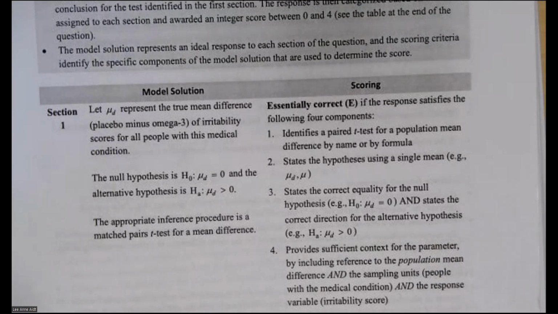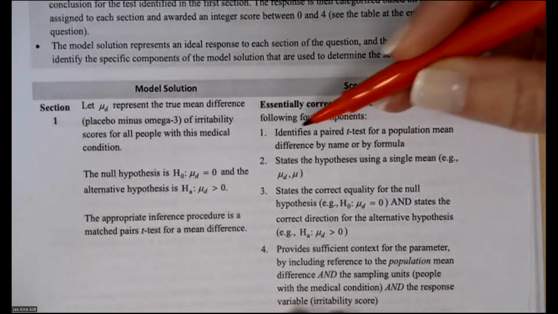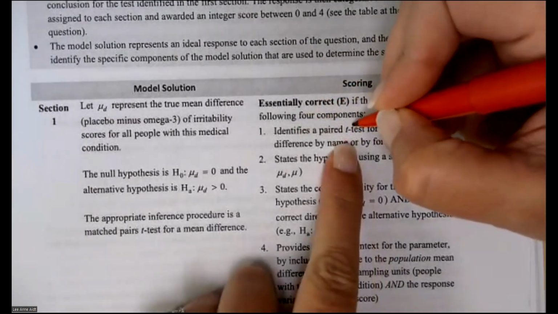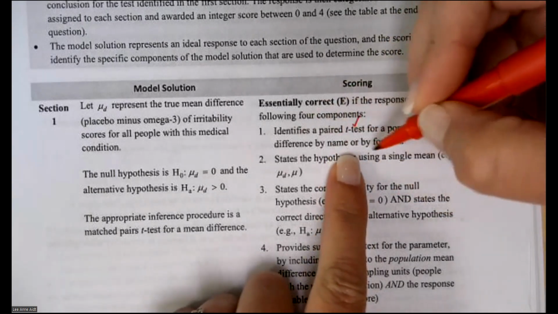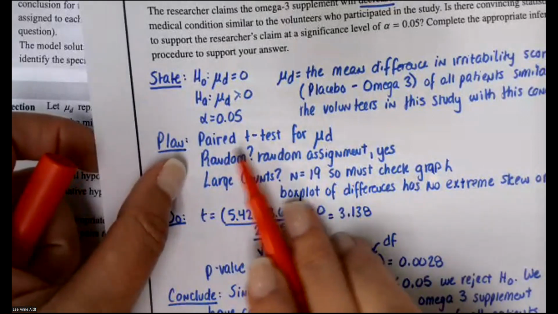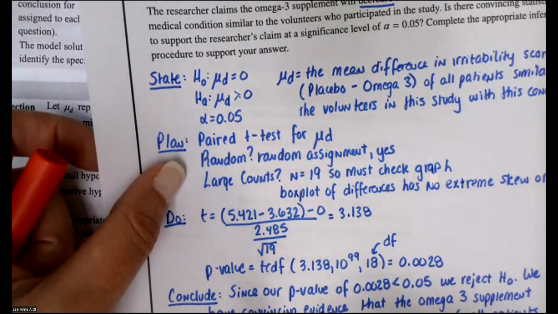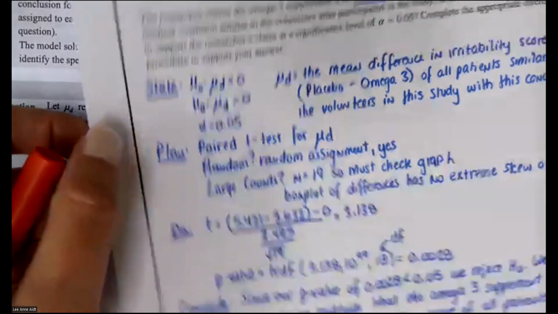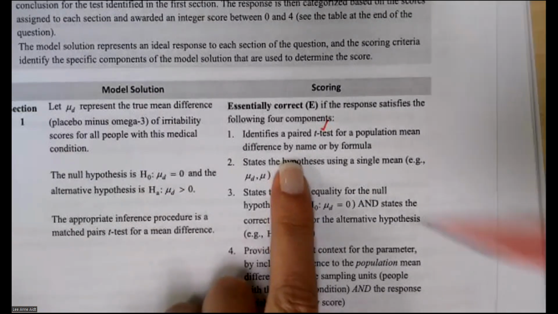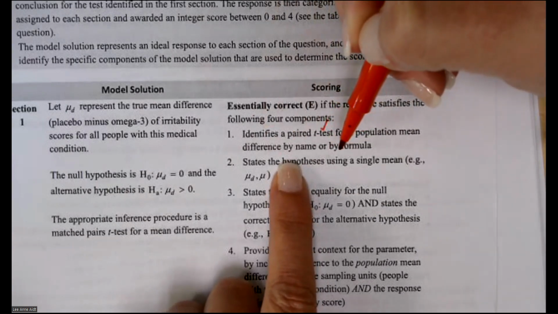Slow down. Satisfies the following 4 components. First, identifies a paired t-test by name or by formula. I've taught you to do this every time. Write the inference method in your plan. It should be very easy for the grader to see that you wanted a paired t-test. Notice that's the first thing they look for. That's why it's the first thing we write in our plan.